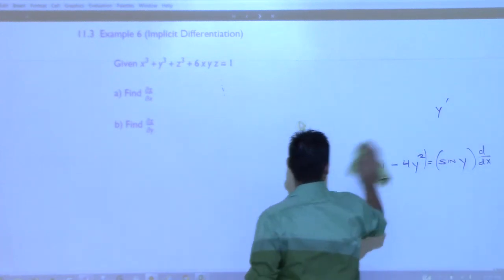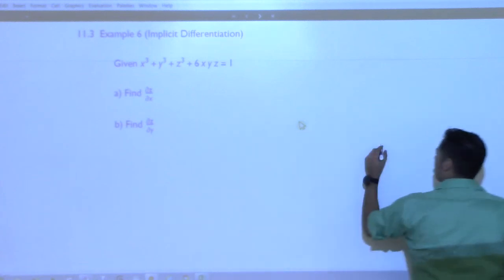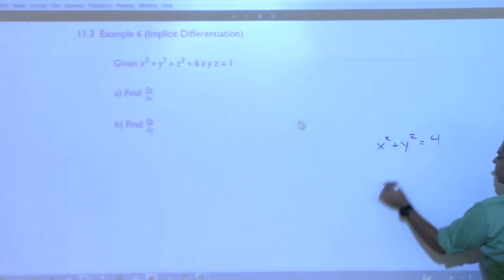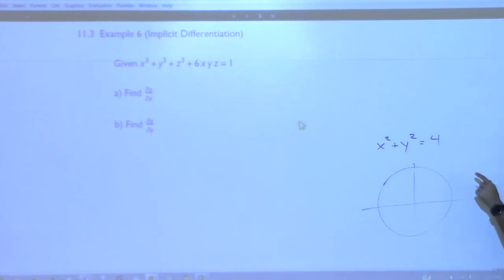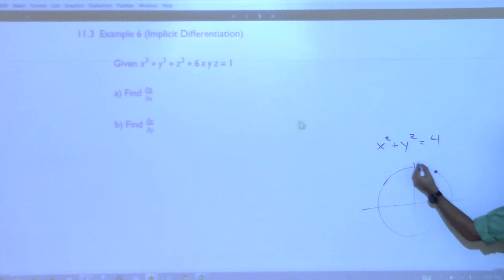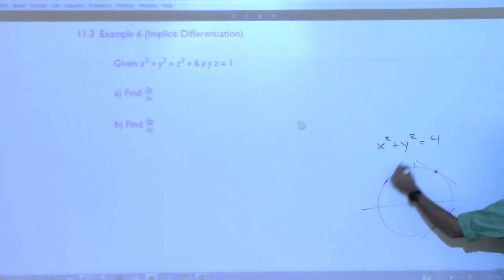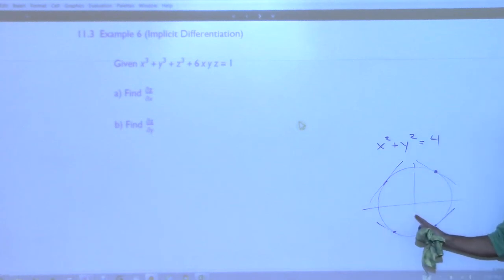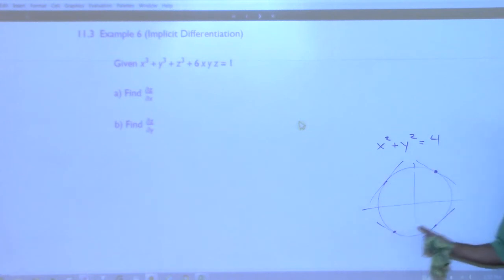Do y'all remember what types of curves this helped us with? Look at this one right here. That's a circle, right? Radius 2. In Cal 1, we found that we could find the slope of the tangent line anywhere on this circle. But see, this curve is not a function, right? It fails the vertical line test. But in Cal 1, we could still find slopes of tangent lines.